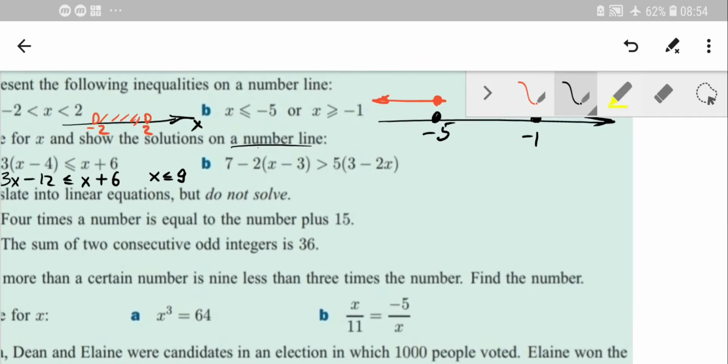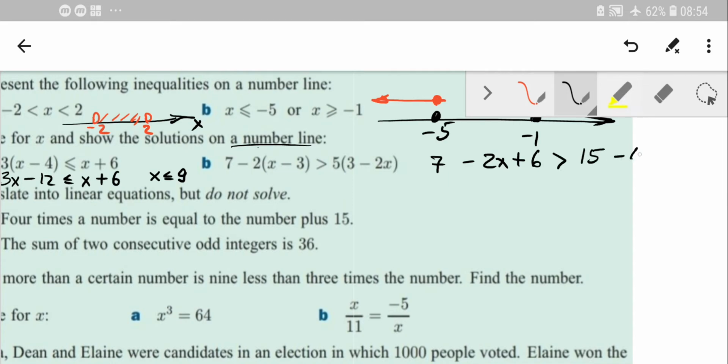We'll just expand the brackets. So 7 minus 2x plus 6 more than 15 and minus 10x. We'll simplify that, so actually transfer 10x to the left side. We'll get 8x more than 2, with 7 and 6 making 13 moved over, so x is more than 1/4.